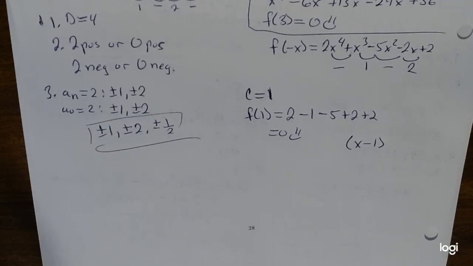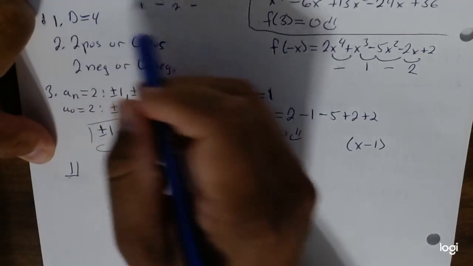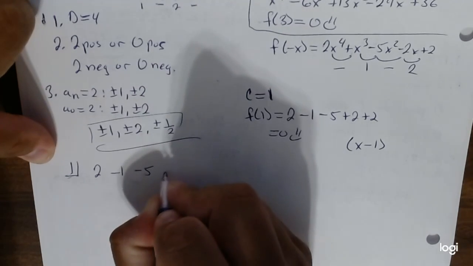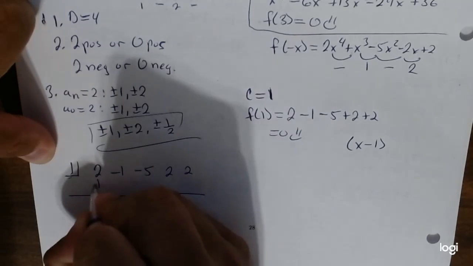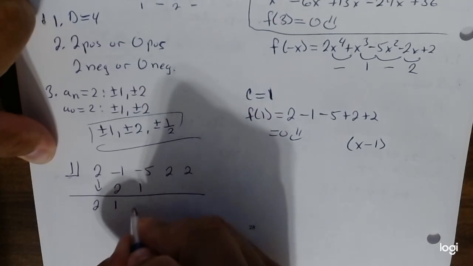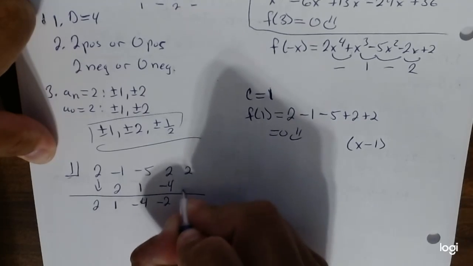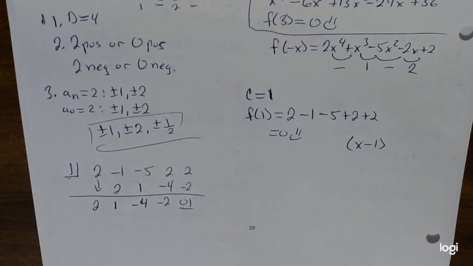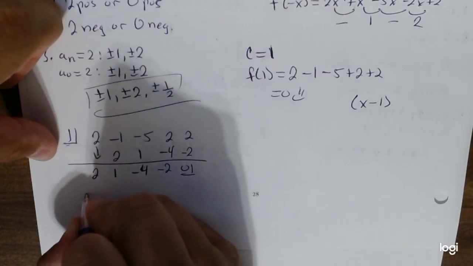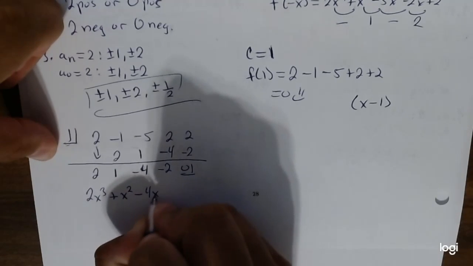Okay. All right, so now doing synthetic division here to break this polynomial down, gives us 2, negative 1, negative 5, 2, and 2. That's 2. This is a positive 1. That's 1, negative 4, negative 4, negative 2, negative 2, 0. Okay. All right. So therefore, again, we started with 4. So now this is 2x to the third plus x squared minus 4x minus 2.